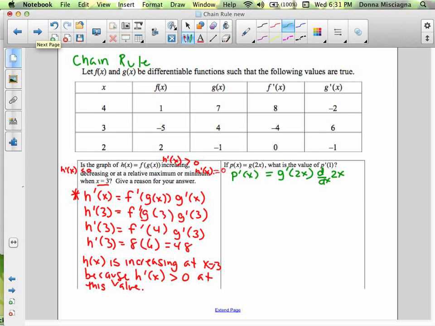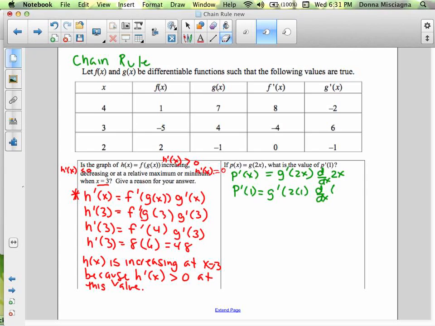Okay. So now let's plug in our 1. So p prime of 1 equals g prime of 2 times 1 times the derivative of, excuse me, wait.